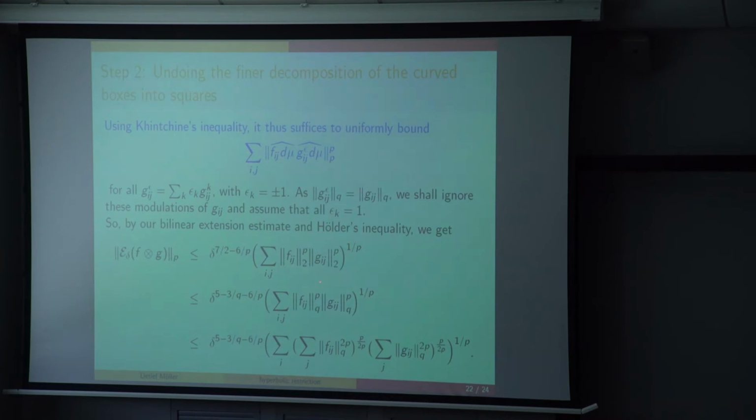So the sum here in J is just brutally estimated by Cauchy-Schwarz. So we arrive at this estimate where we pick up the power 2p here, and again here the power 2p. So we sum the Fij in the LQ norm to the power 2p here, and here the Gij, the LQ norm to the power 2p. Okay, so just Cauchy-Schwarz.